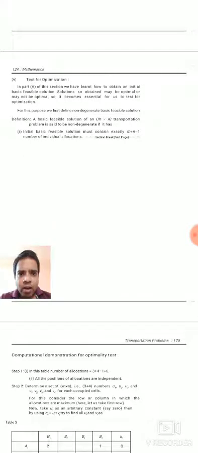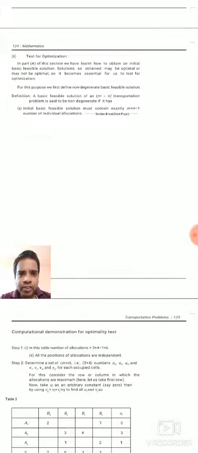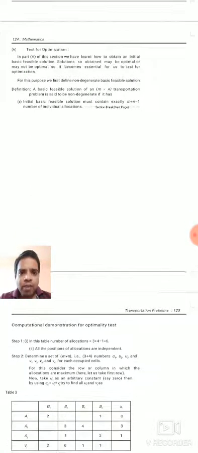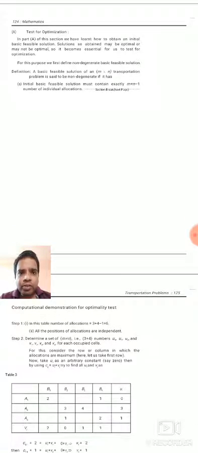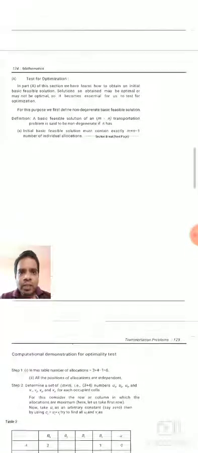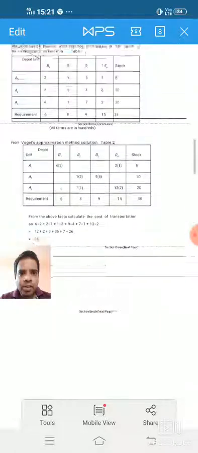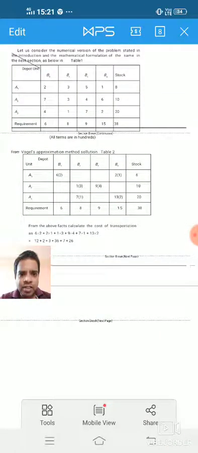Before carrying out the optimality test, first we need to check whether the problem comes under non-degenerate or degenerate cases. Non-degenerate means the number of allocations equals m plus n minus 1, and degenerate means the number of allocations is less than m plus n minus 1. Here, please check whether this problem comes under non-degenerate or degenerate cases.